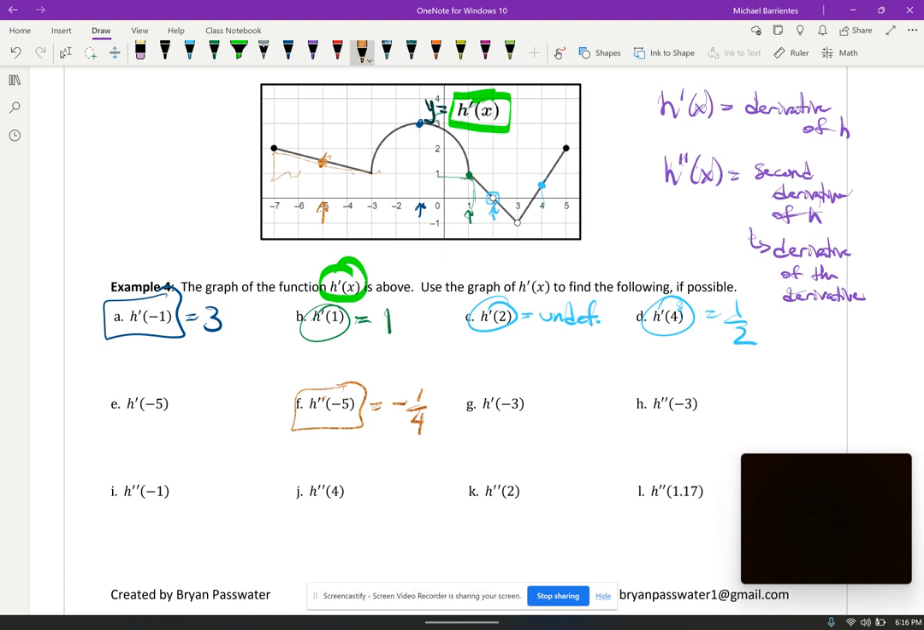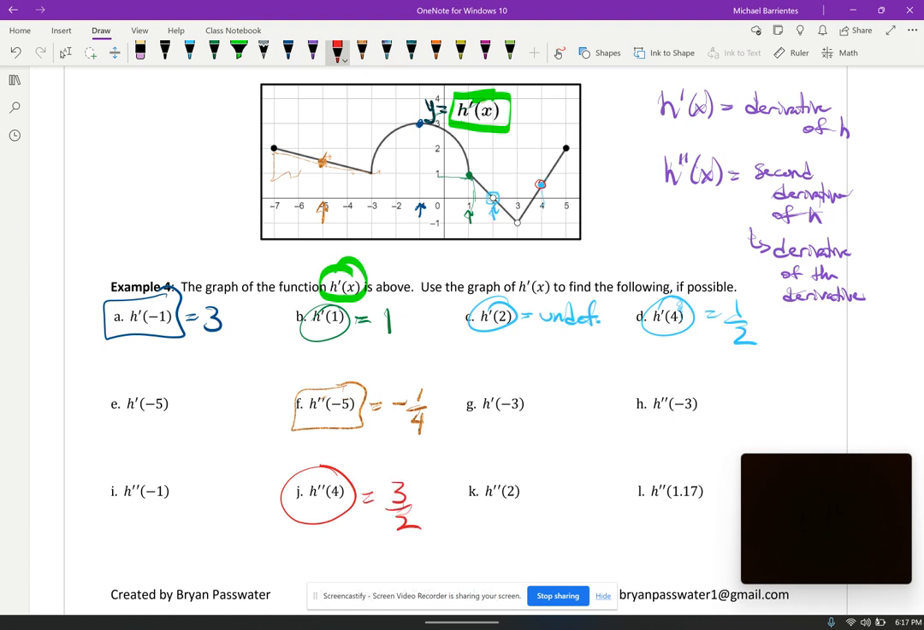What about this one? Let me change colors here. What about h double prime of 4, the second derivative of h at 4, the slope of the h prime graph at 4. So I'm looking at here. I need to find the slope at this point, the slope of this graph, because this graph is h prime, so the slope of the slope. And so I'm going to find the slope of this line segment. So this is going up 1, 2, 3, and then over to the right 2. So this is just 3/2.